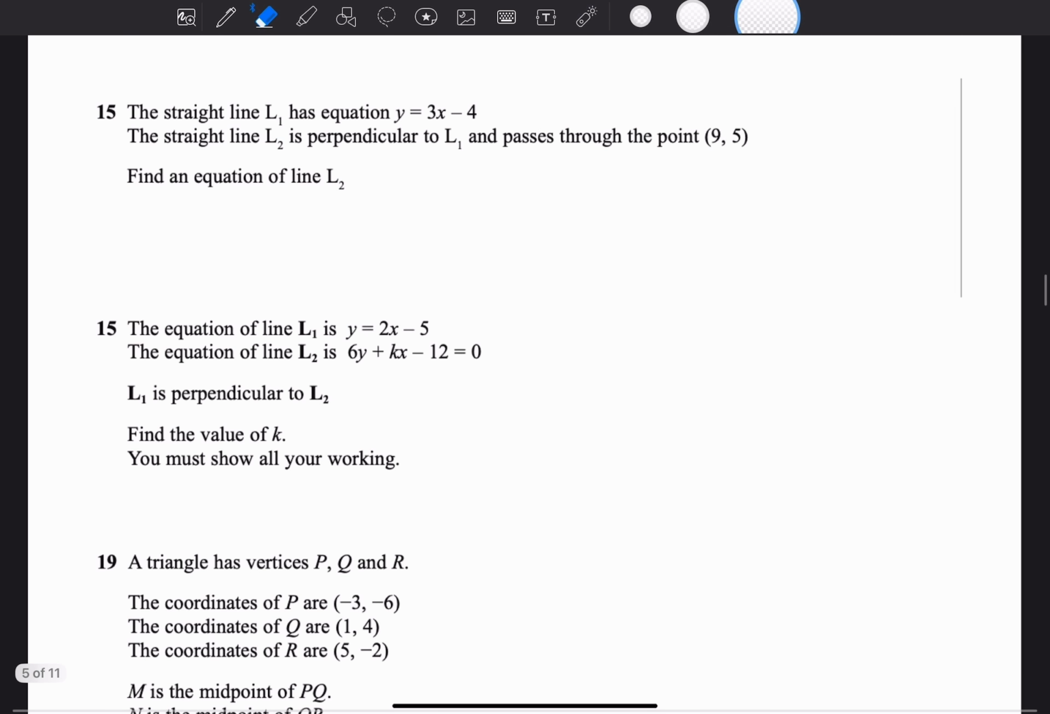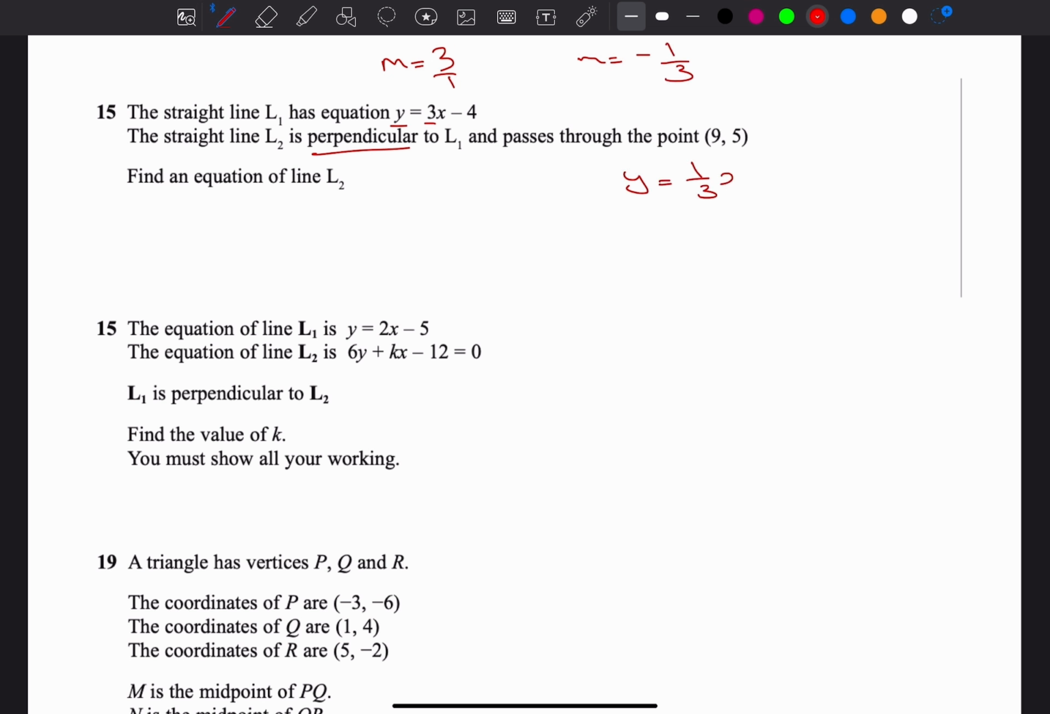Okay, so I start doing this through, right? So what is the gradient here? It's already y the subject, so the gradient is 3, but they want a perpendicular line, so 3 means 3 over 1. So what do you want then? Positive, so that's negative, minus 1 over 3. Y equals minus 1 over 3x plus c, that's your x and y substituted.